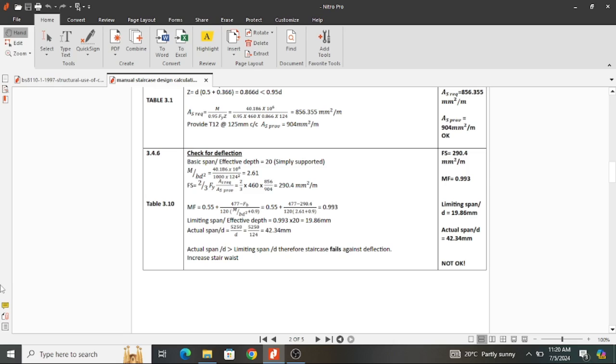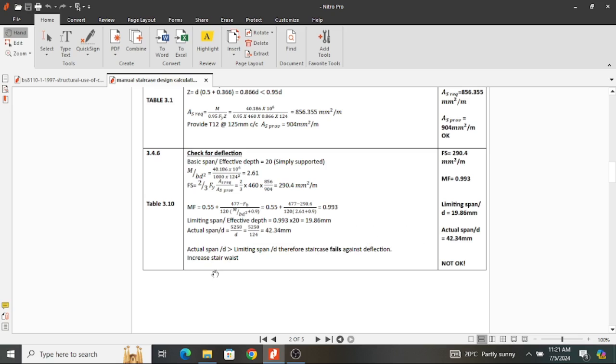So I'm checking to find out whether we got the right value there. 477 subtract 290.4, divide that by the previous answer, 0.443, then you add 0.55, 0.993. Yes, the value is correct. So since the actual span over effective depth is greater than the limiting span, my structure is going to fail against deflection. So what am I supposed to do?